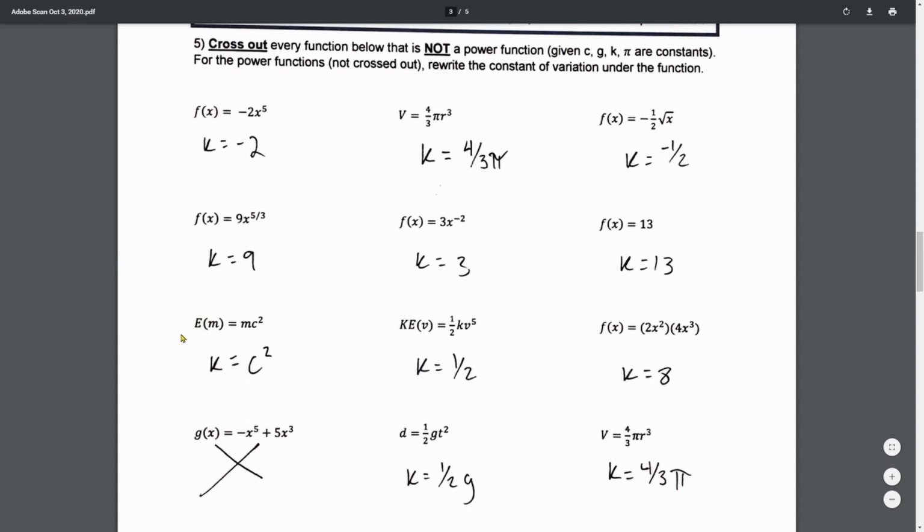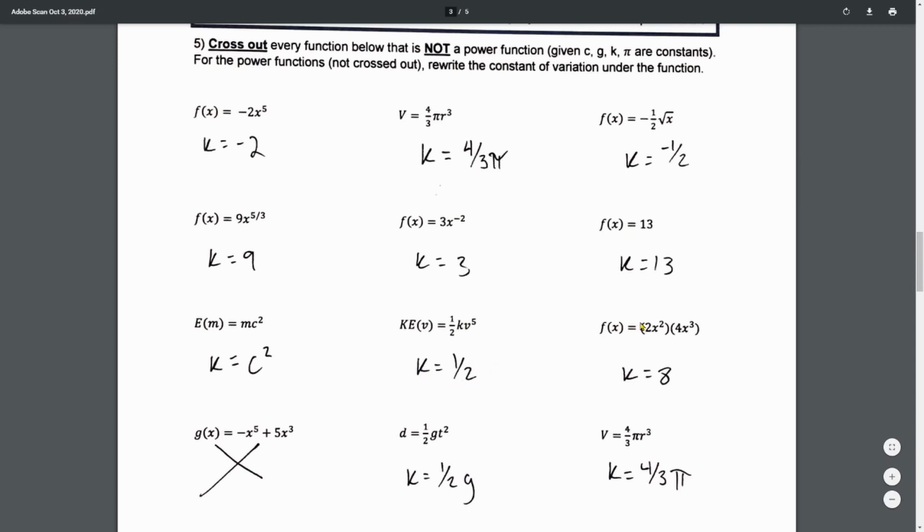Now here we have Einstein's equation, E equals mc squared. But here, since it's saying E of m, we know that the variable here would be m, so our constant would be c squared. So our k equals c squared. Then we have KE of v, so we know that v is our variable. K is a constant as said in the instructions, so our constant would be 1/2 k. I'm missing a k here, but that would be 1/2 k.